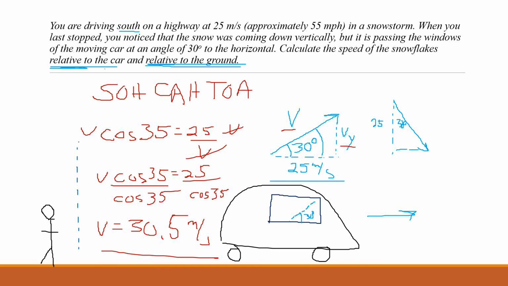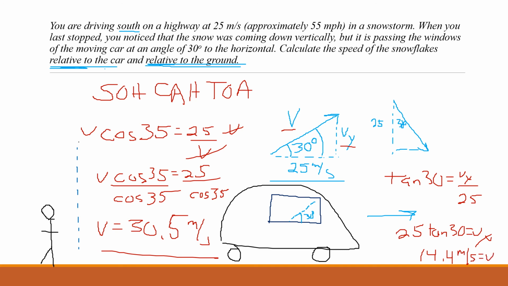Now I want Vy. Well, I have this degree and the adjacent. I'm going to use tangent. So tan 30 is opposite over adjacent. So 25 tan 30 is Vy. That's it, 25 tan 30. And that's going to be 14.4 meters per second equals Vy.